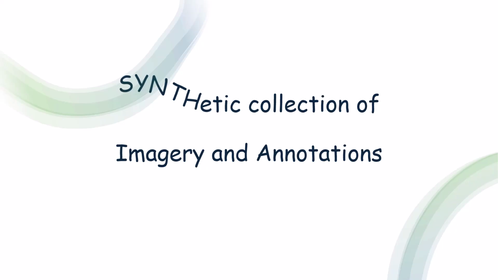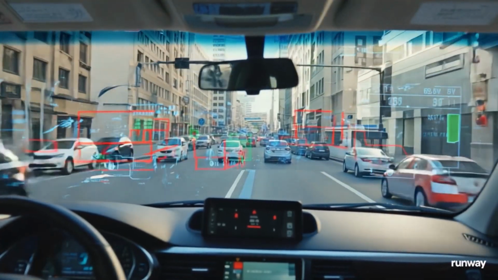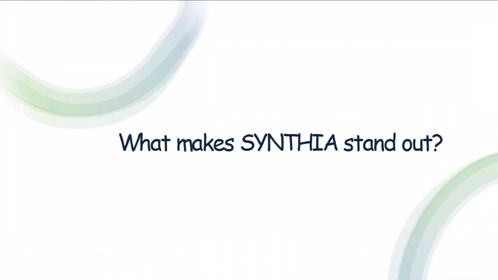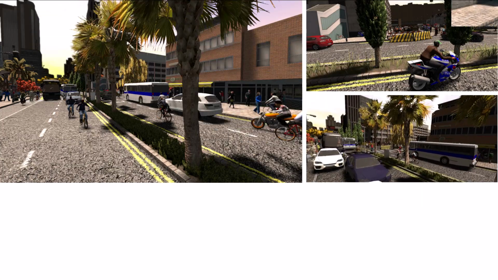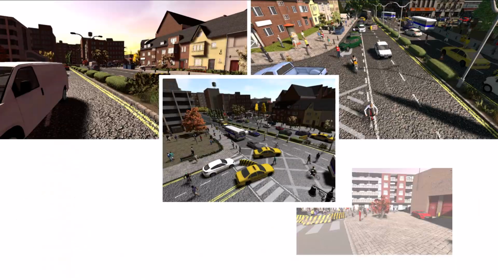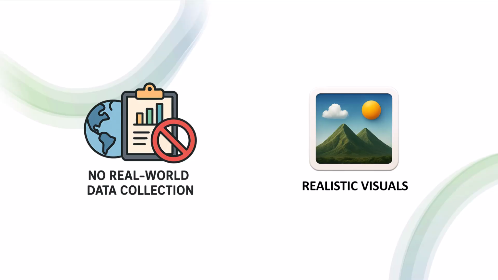SYNTHIA is short for the Synthetic Collection of Imagery and Annotations. It's a dataset created for computer vision tasks, especially in the field of autonomous driving. What makes SYNTHIA stand out? It's built entirely from synthetic, photorealistic images, showing detailed urban environments. That means there's no need for real-world data collection, but you still get visuals that look incredibly real.